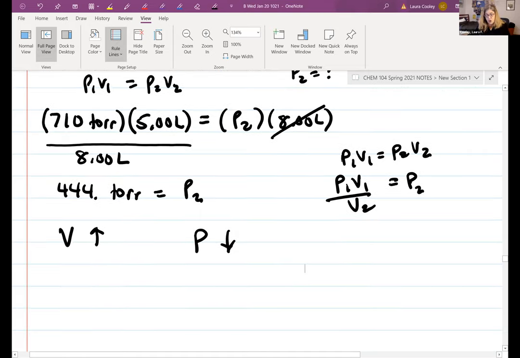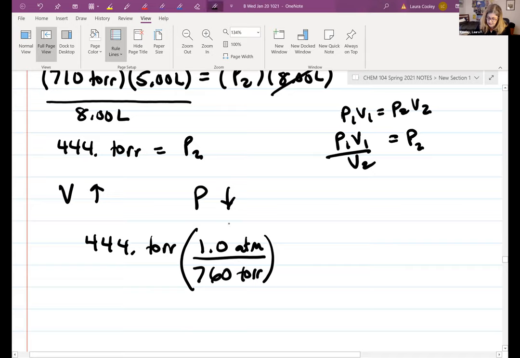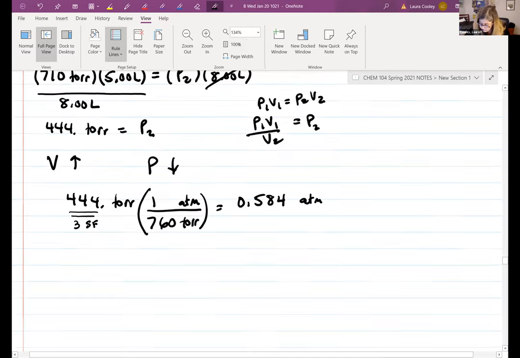For the purposes of showing you, I could convert this to atmospheres if I wanted to. And like I said, this doesn't affect the significance. So I'll still have my three significant figures, even though this looks like it's only two, but it's considered exact. In fact, I could just write it that way. And then maybe it makes it clearer. It's 0.584 atmospheres. Okay.